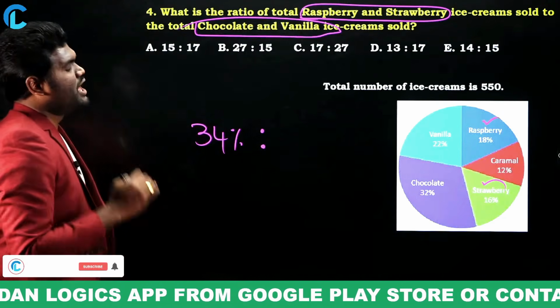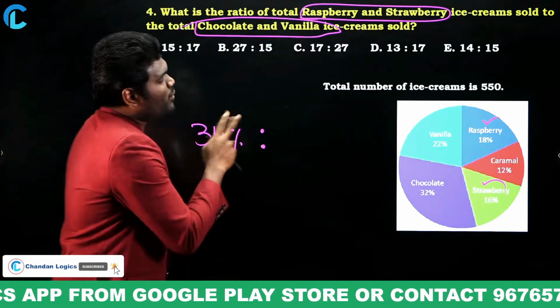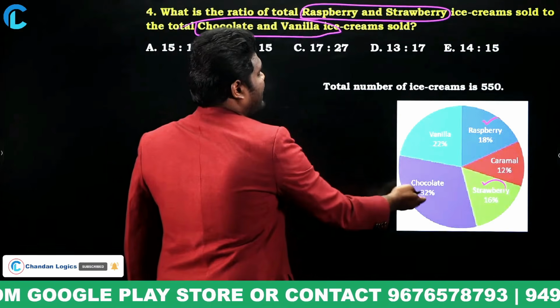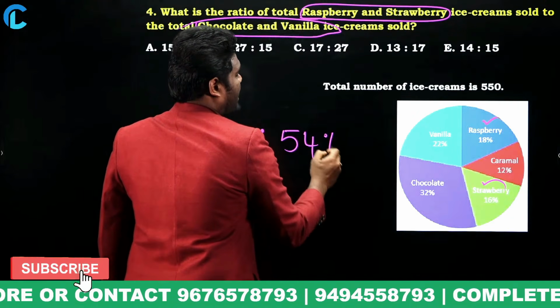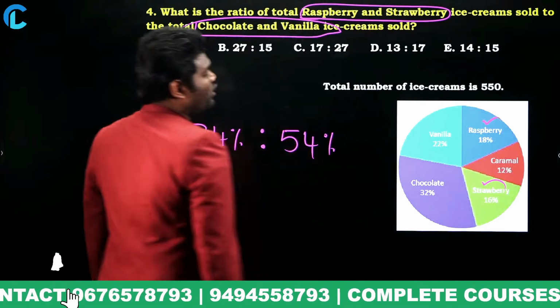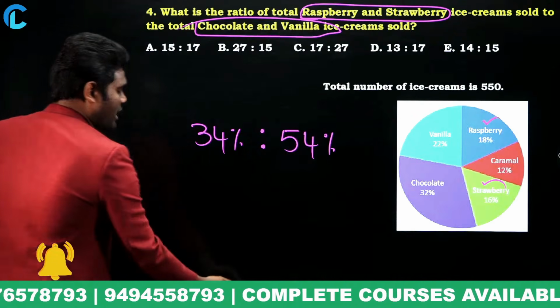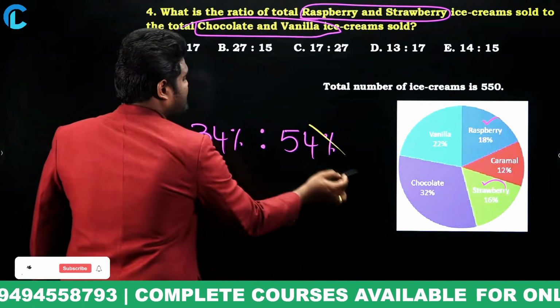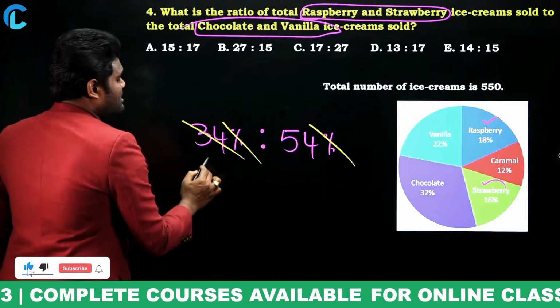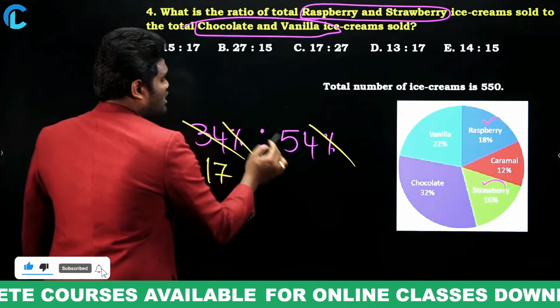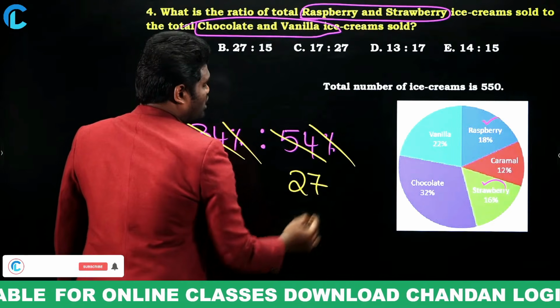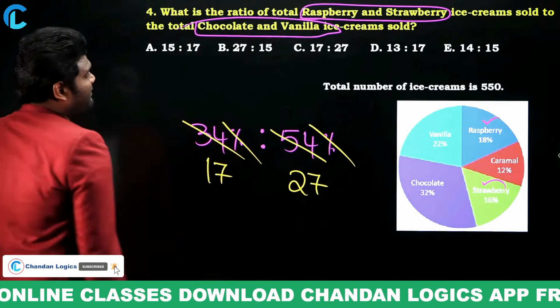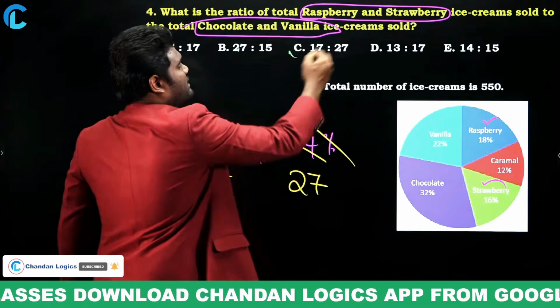Raspberry and strawberry combined together, 18% plus 16%, 34%. Next, chocolate and vanilla combined together. Now this is going to be how much? 54%. Chocolate 32, vanilla 22, both of them combined together 54%. Now to simplify this, the percentage gets cancelled. 2 cancels here 17 times. Yes. 2 cancels here 27 times. Yes or no? So the answer for this question will be 17:27, which is option C.